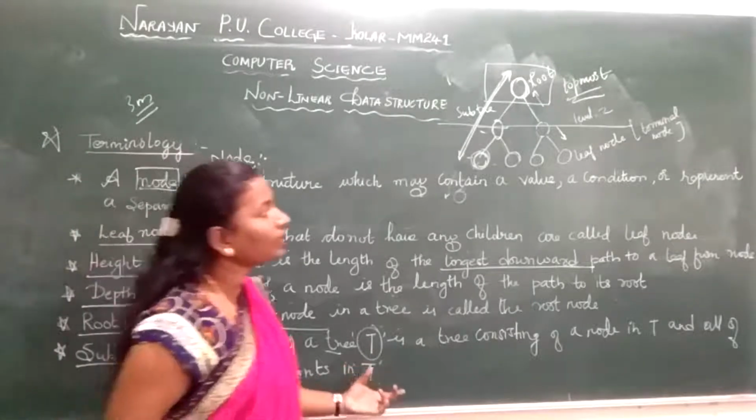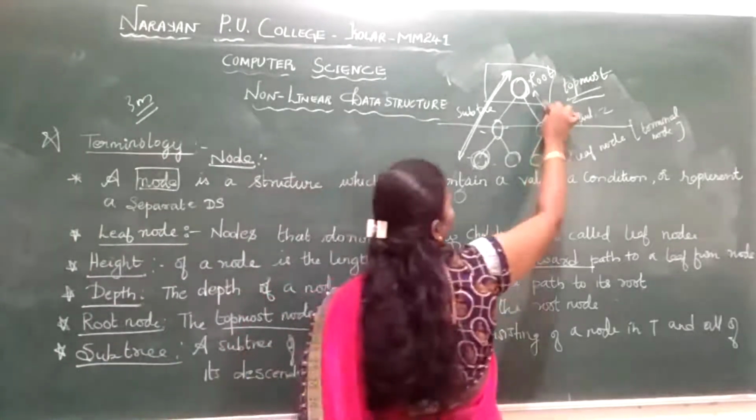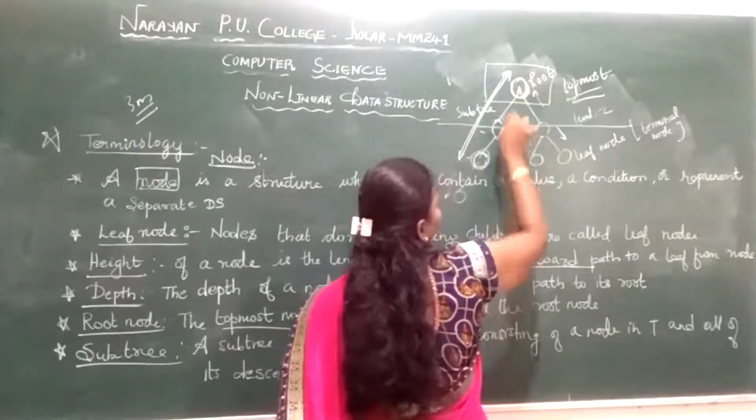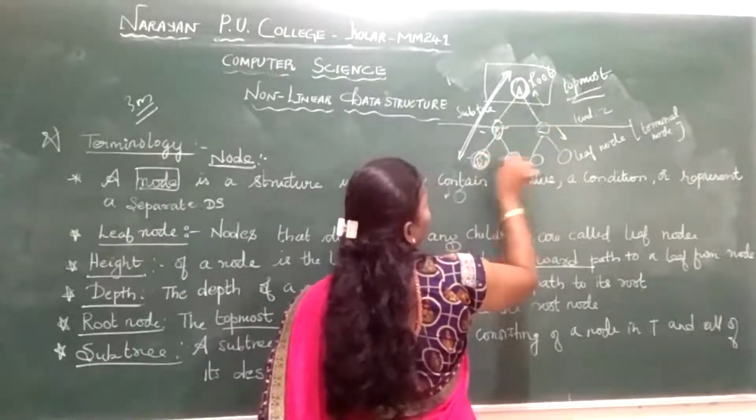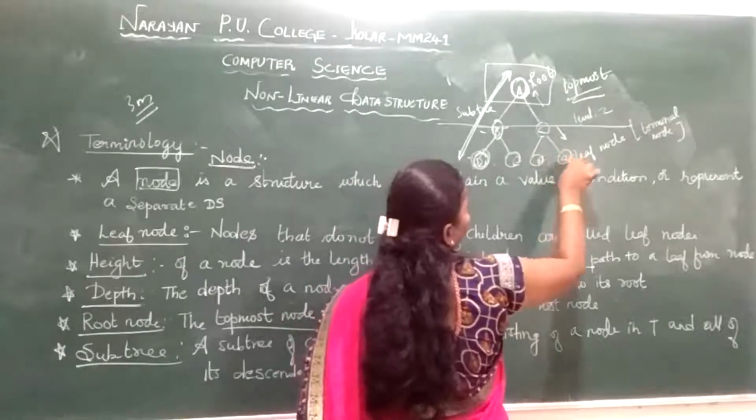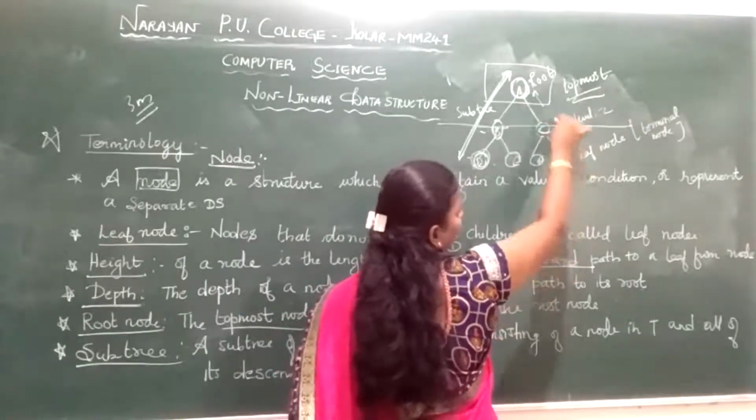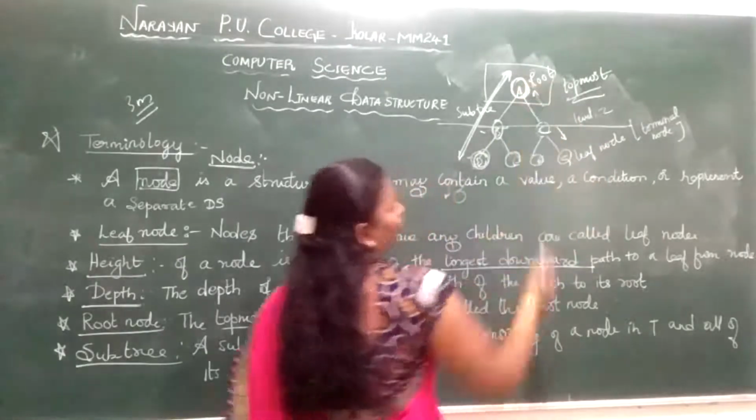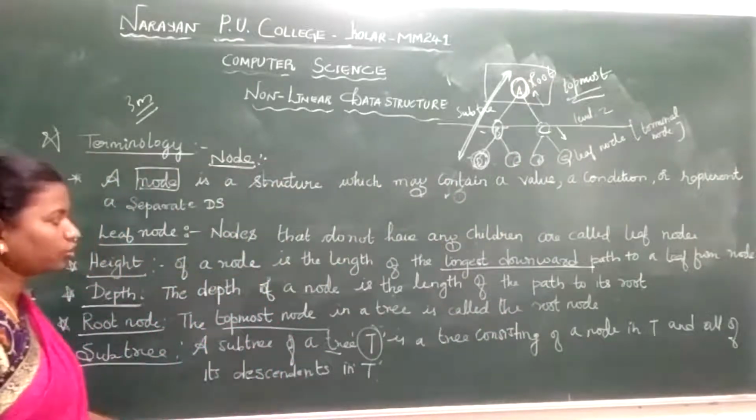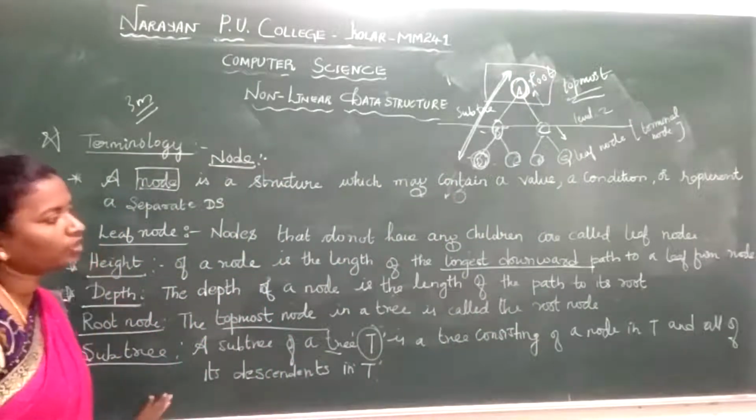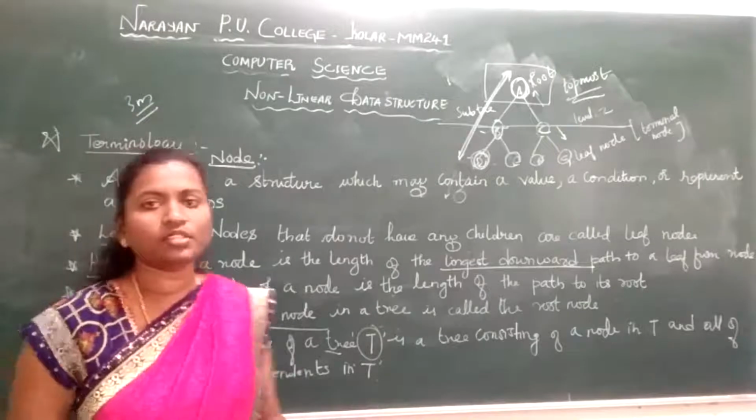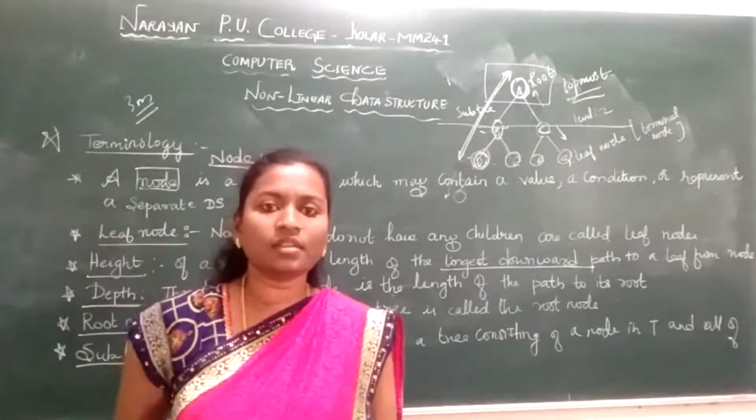Here, what are the descendant nodes? For example, these are your ancestor nodes. If I label them A, B, C, D, E, F, G, then C, F, G are called descendants. A is called the ancestor, so that is your root node. So this is about the definitions and terminologies of a tree. Next we'll discuss graphs.